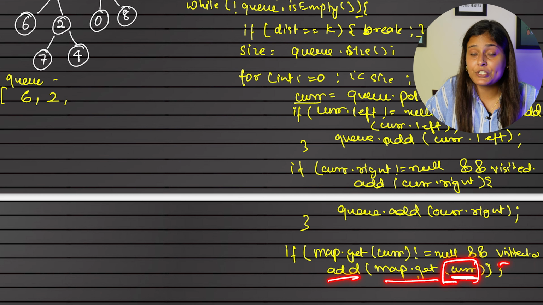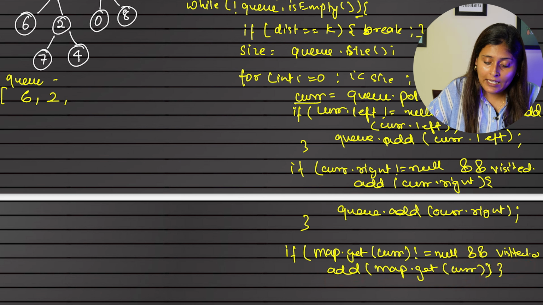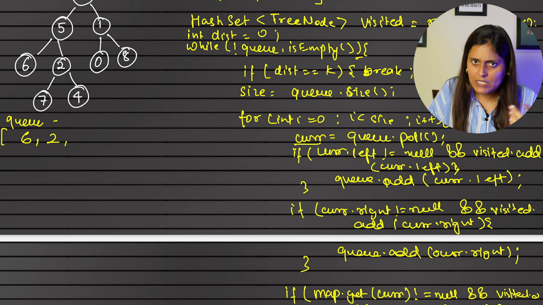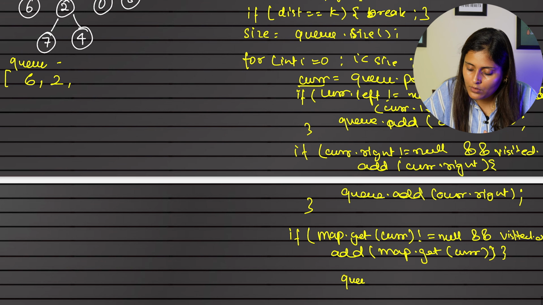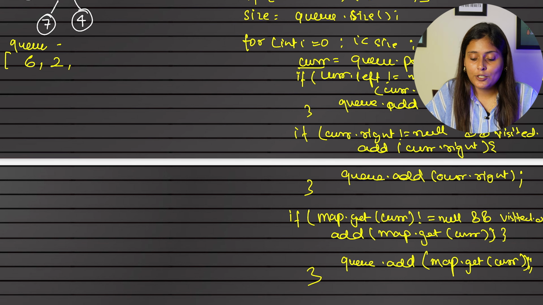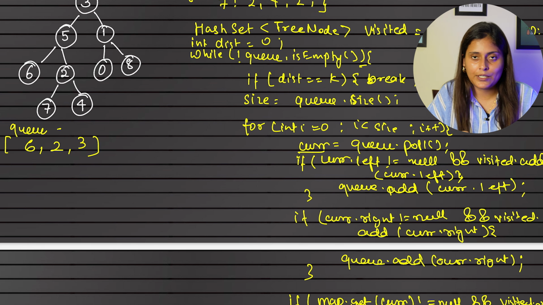If it gets added, it means earlier the parent was not added in the set, which means we can add it now. So again, in the queue we will add, but what will we add? The parent. Where is the parent? Can I say map dot get current? That's it. So what we did, these 3 lines of code will help us add all these 3.